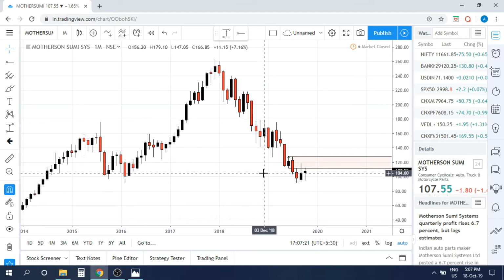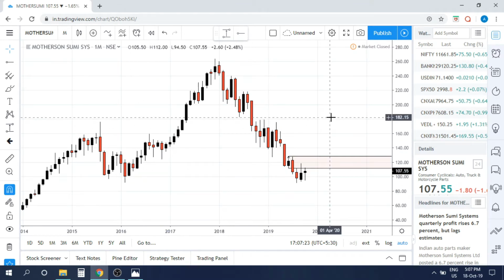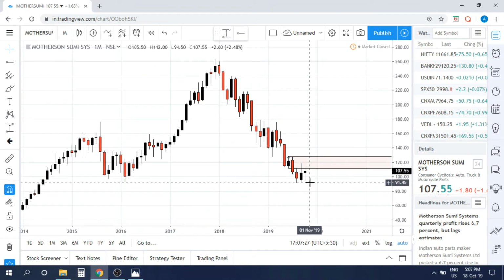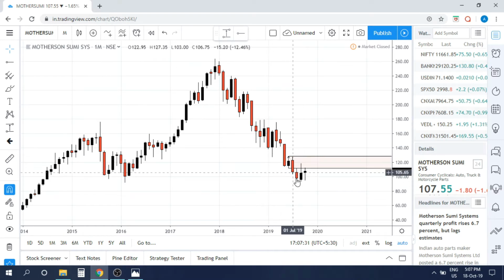And so if you see that at the moment, it is respecting all supplies, right? So this is the monthly picture. The overall big bias should be on the downside.